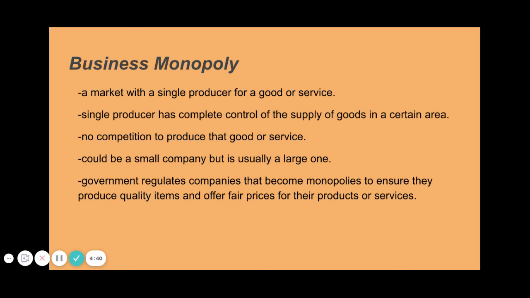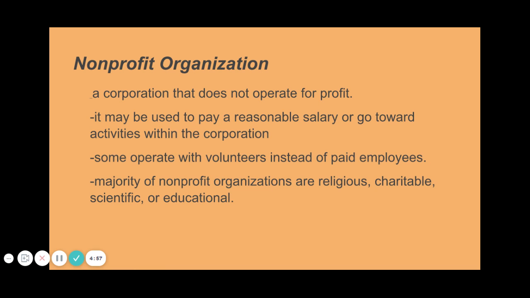Government actually, especially in the United States, we regulate companies that become monopolies to ensure that they produce quality items. So if there's only one person that produces an item, sometimes I can say, oh, we can cut corners because we're the only one that produces it. The government makes sure that doesn't happen. They also make sure they offer fair prices for their products or services.